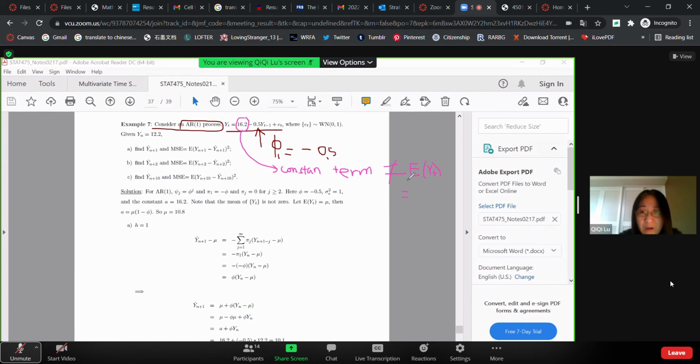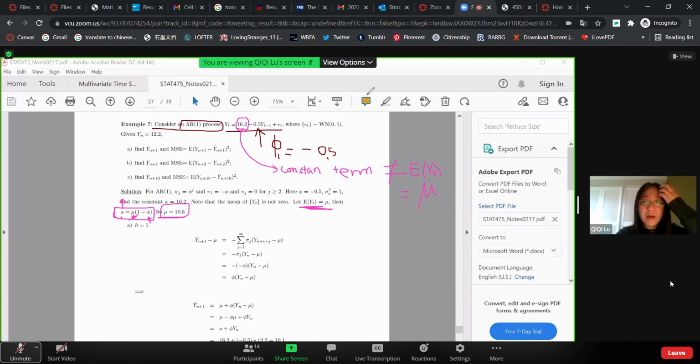Okay, if it's causal stationary, say we call the mean mu. Stationary, so the mean is a constant, right? And this constant term is not equal to the mean. So there's a relationship. Okay, so right here, A is the constant term and mu is the process mean. And this phi here is negative 0.5. So we know A, that's 16.2. We know phi is negative 0.5. And so we can solve for the process mean. So the process mean is 10.8.